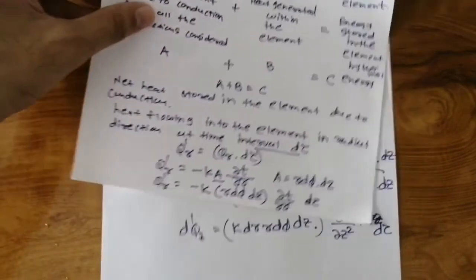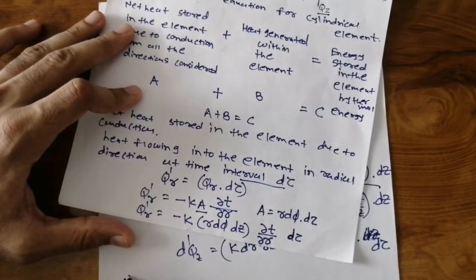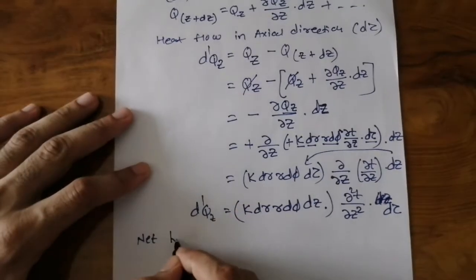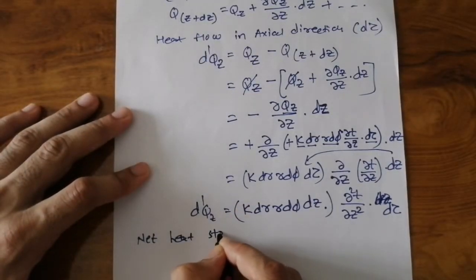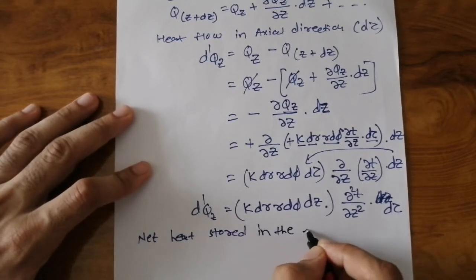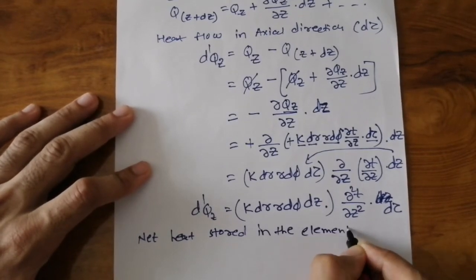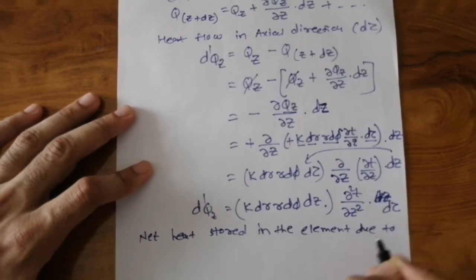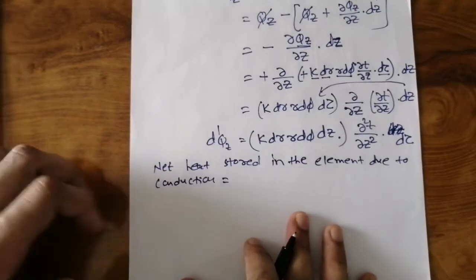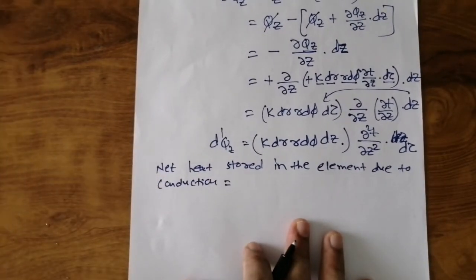So we are just considering net heat stored in the element due to conduction. Okay, the summation of all three will be considered: radial, tangential and axial.